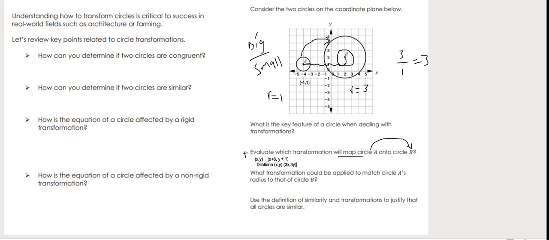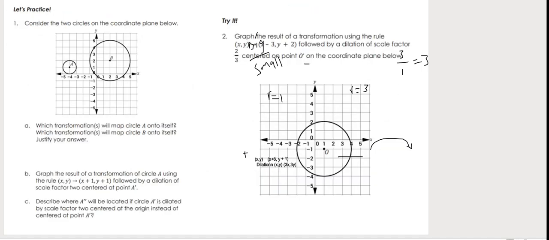Now let's do the next question. I'm going to go ahead and erase this. But pretty much it's the same thing, except it's going backwards. It says, what transformation could be applied to match circle A's radius to circle B? Well, to match it, we need to multiply by 3. So pretty much already did that question. Let's go to the next one.